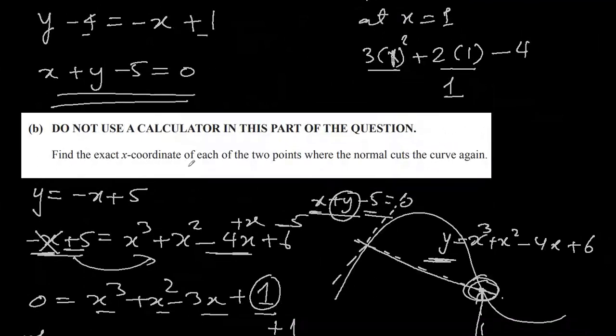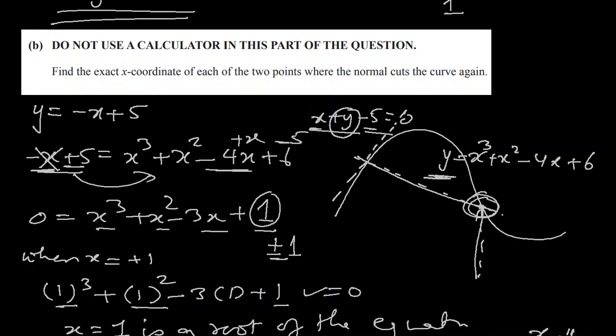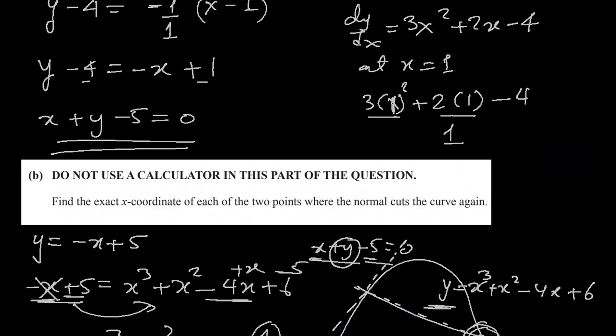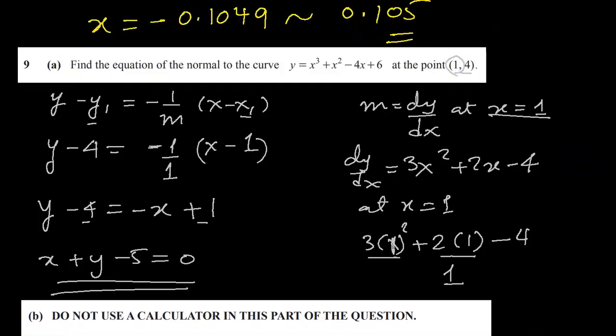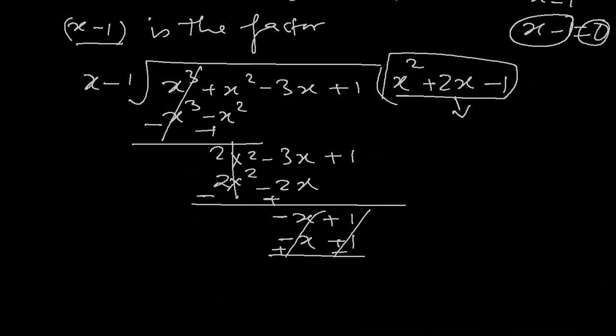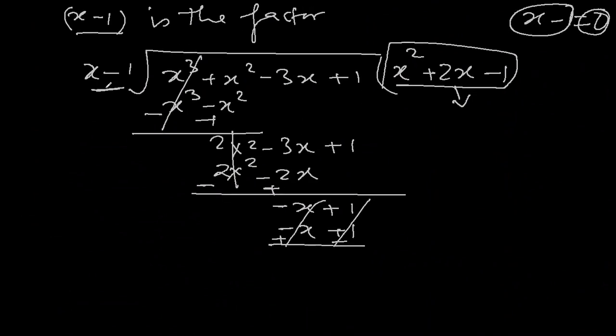Find the exact x-coordinate of each of the 2 points where the normal cuts the curve again. So that means we should get 2 more answers. One is x equal to 1 already, because look, they had already given x equal to 1. Look here. So it was not news. x equal to 1 was not news for us. What will be news? The factors of this. Let's use quadratic formula to solve this one.